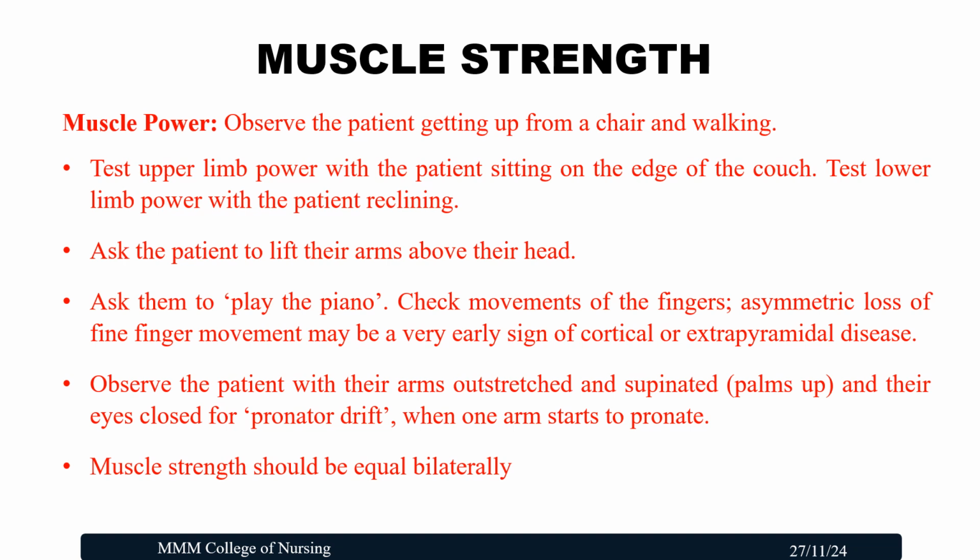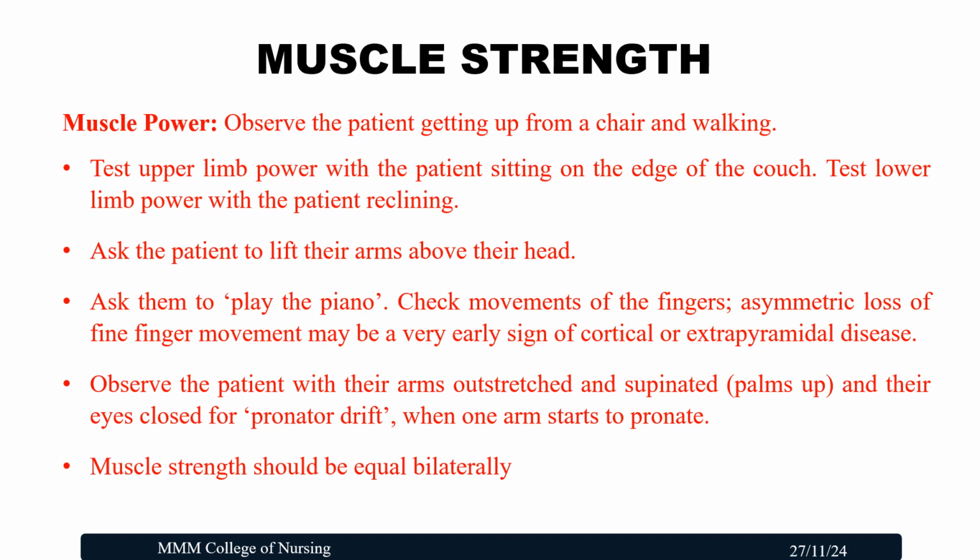Now we are moving to muscle strength. Here observe the patient getting up from the chair and walking, and test upper limb power with the patient sitting on the edge of the couch. Test lower limb power with the patient reclining, and ask the patient to lift their arms above their head, and ask them to play the piano and check the movements of the fingers. An asymmetrical loss of fine finger movements may be a very early sign of cortical or extrapyramidal disease.